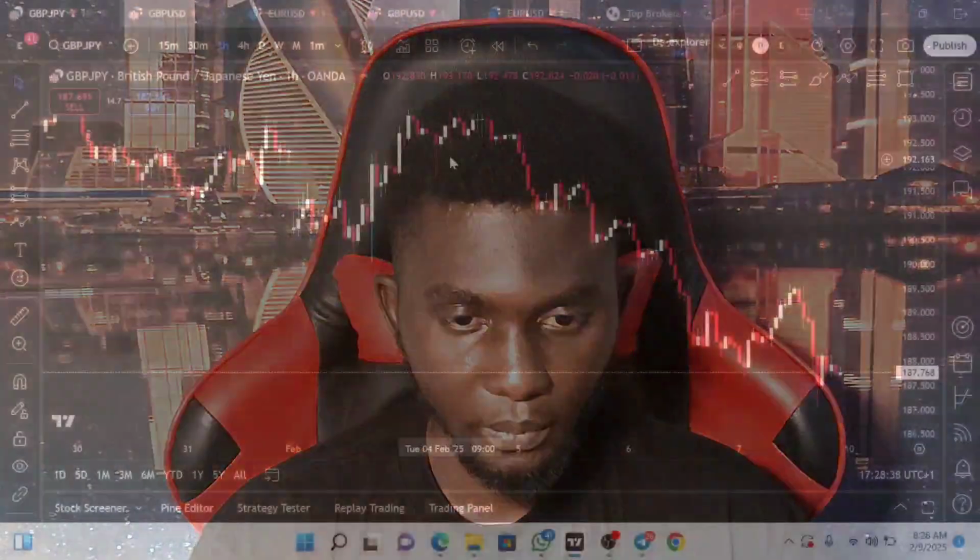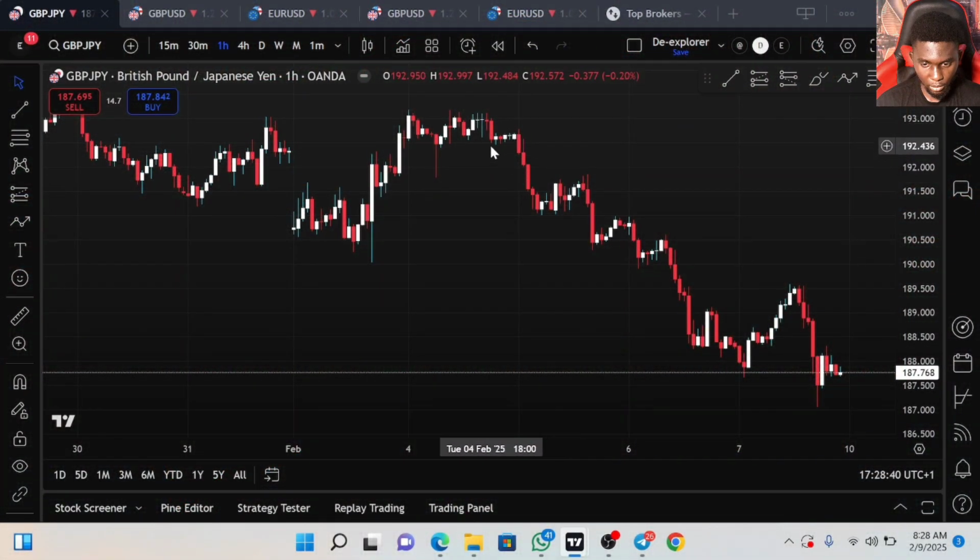Alright, let's go to a GBP/JPY 1 hour chart and analyze it, whether it's an uptrend or a downtrend. And also let's try to mark support levels and resistance levels. Look at this GBP/JPY 1 hour chart. As you can see, the current trend here is a downtrend.